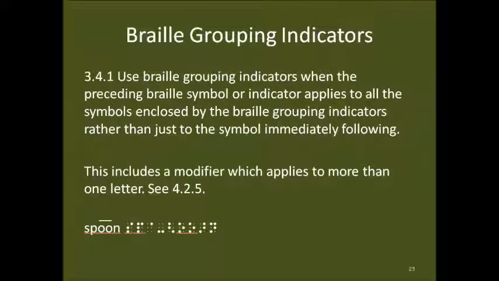Once more on Braille grouping indicators. Use Braille grouping indicators when the preceding Braille symbol or indicator applies to all the symbols enclosed by the Braille grouping indicators rather than just to the symbol immediately following. This includes a modifier which applies to more than one letter. You can see that in section 4.2.5, which we just talked about. So we have spoon, for example, SP. That macron goes above both O's, so we need to show that with Braille grouping indicators which do not exist in print, and then our N.